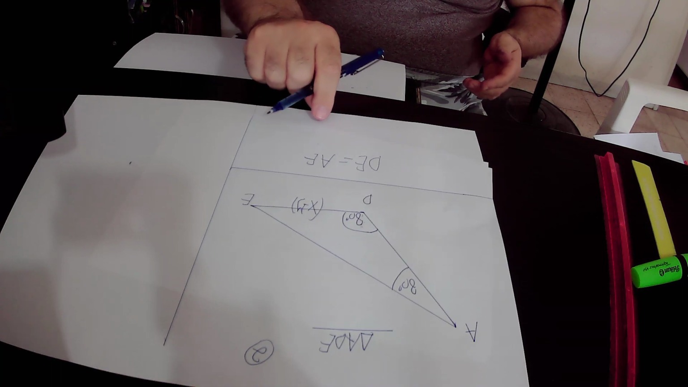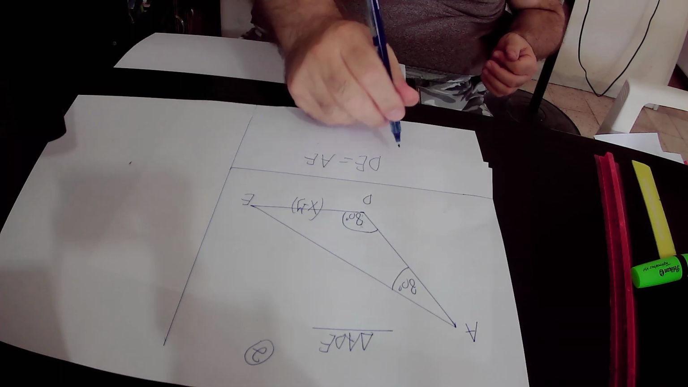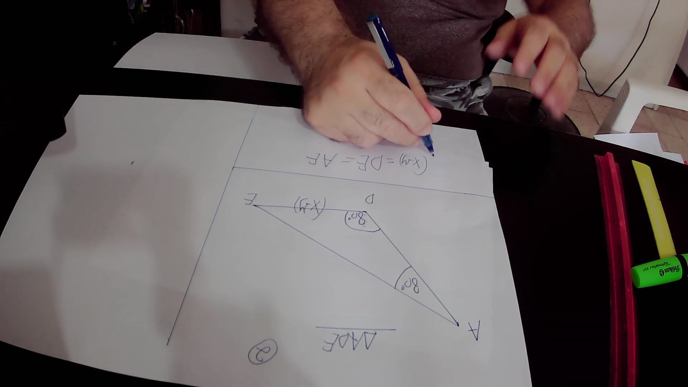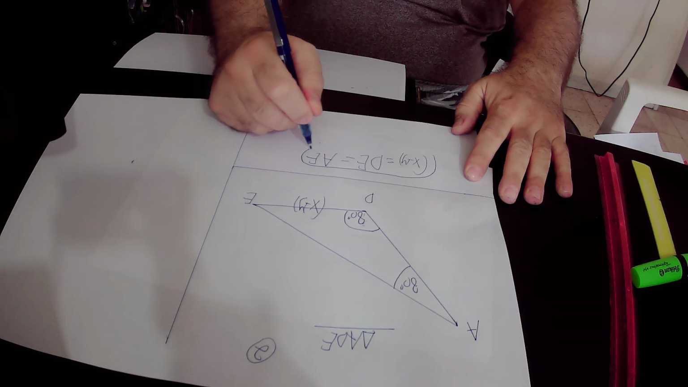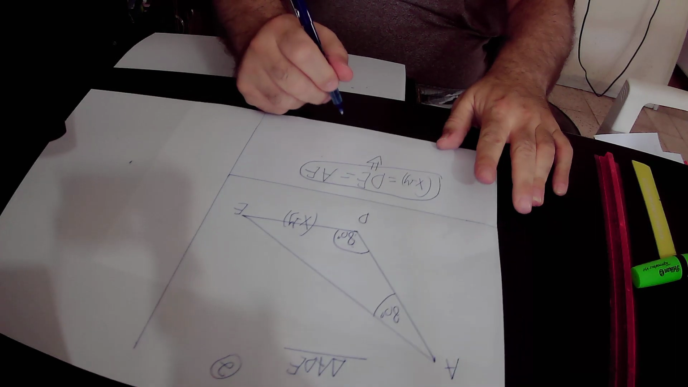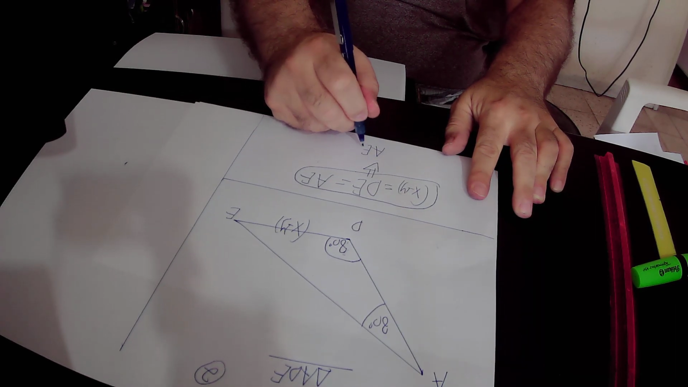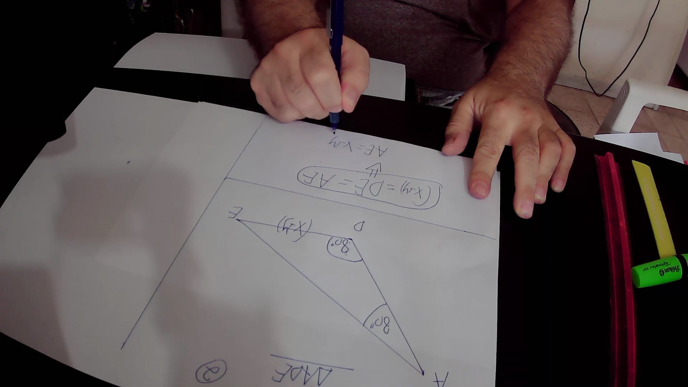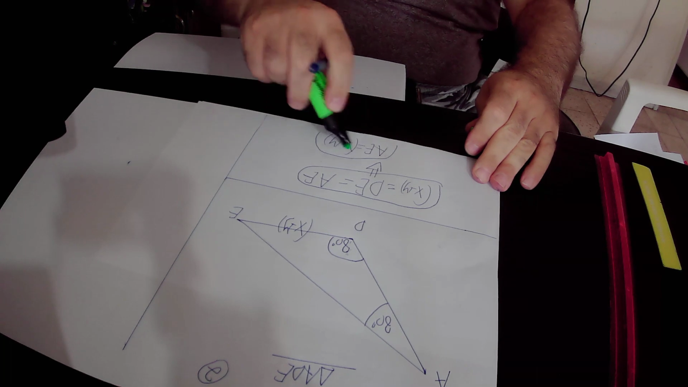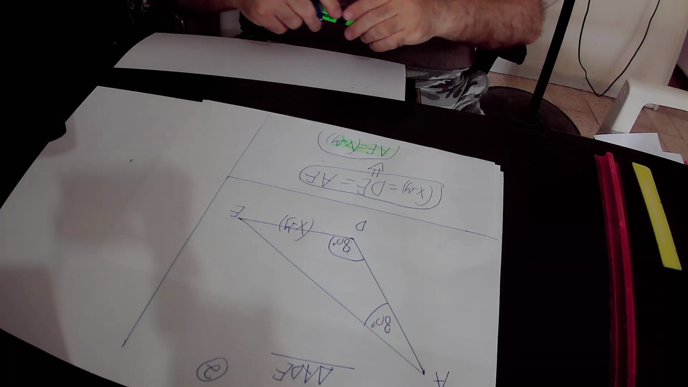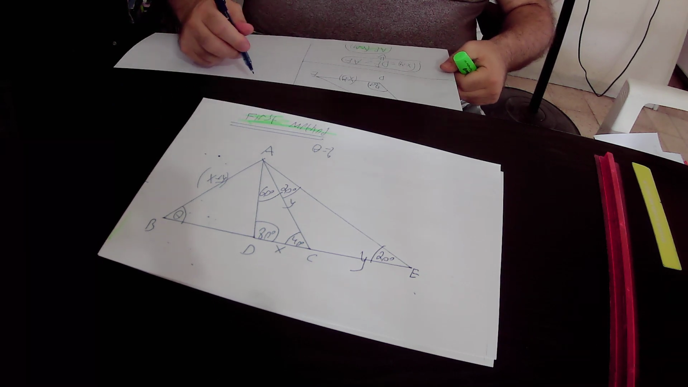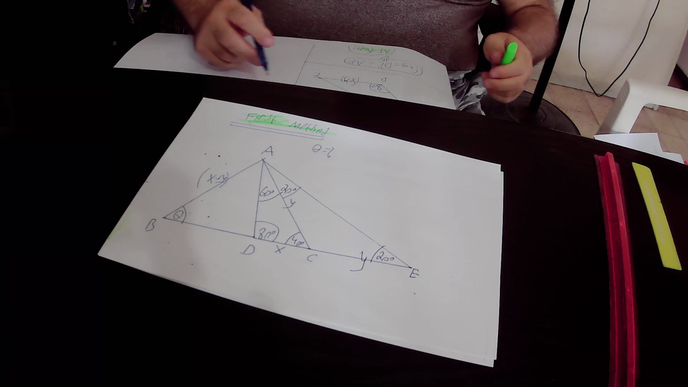But according to what we already found out, DE equals X plus Y. And from this equation, X plus Y equals DE equals AE, we derive that AE is also equal to X plus Y. AE equals X plus Y. In the next step, I'll copy the big triangle ABE onto this page, and we'll analyze triangle ABE.